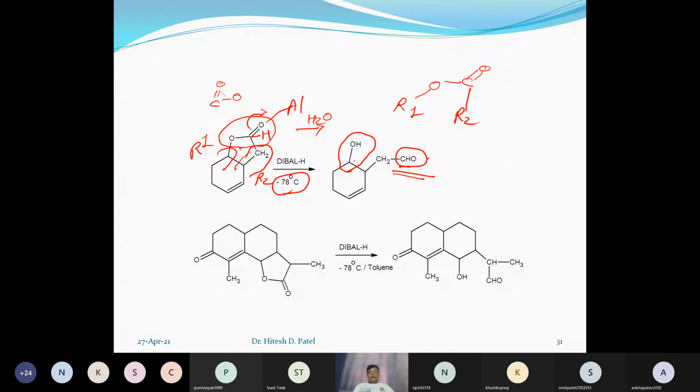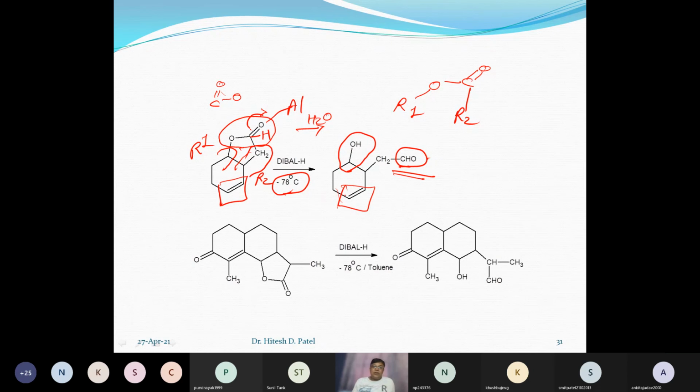Now another question or query that I can raise over here. Here we have a C double bond C group, but the C double bond C group is not involved in the reaction, and there is no change in the product. This group remains as it is.